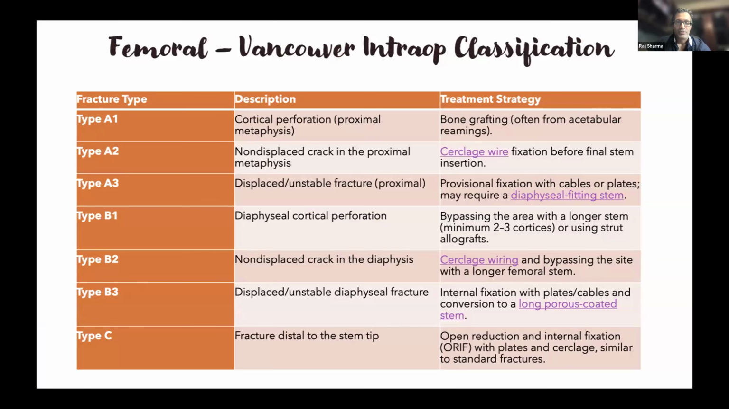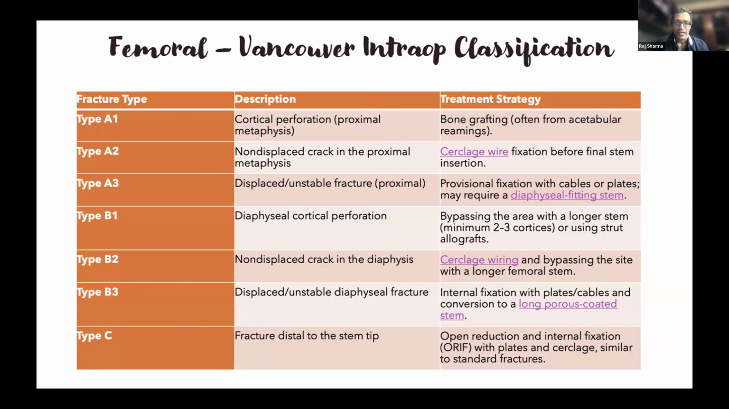So again, the type A's are all metaphyseal, cortical perforations where you can bone graft. You can use the acetabulum reamings, that is the stay there. There are the non-displaced cracks, so you can put a cerclage cable before putting your final stem. Then you can have the displaced ones, and so you have to fix them with cables and then use a distal diaphyseal fitting stem to bypass that area that's displaced.